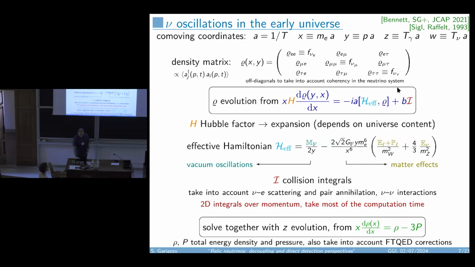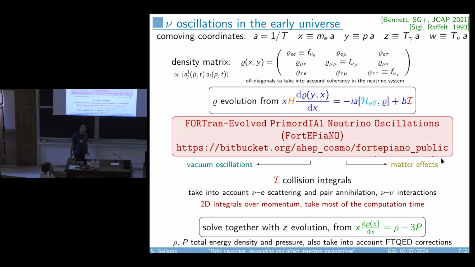This red term is actually the most complicated part of this set of equations, because it connects the neutrino distribution function, so the density matrix, in products up to four times. So this complicates the solution of the system, but it's not terrible. We can solve it numerically. I will present the results we obtained with our Fortran code FortEPiaNO. Maybe later we will hear about other approaches from Julien Frustet.